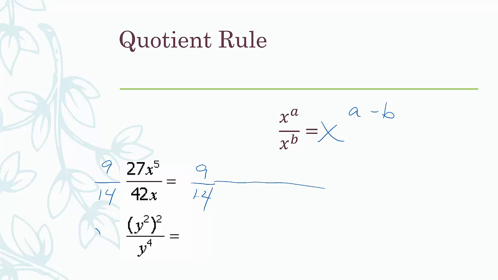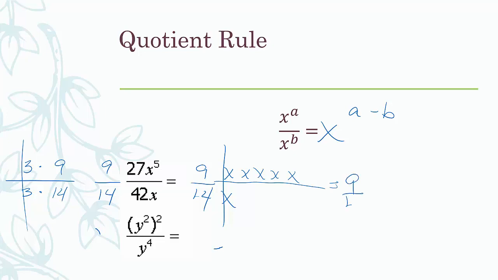Now let me show you why this is subtraction. 1, 2, 3, 4, 5 over 1, right? So I can do the exact same thing that I just did with the 27 and 42. I did 3 times 9 over 3 times 14, and I divided the 3's. So that's how I got the 9 and 14. So if we look at these 5 x's divided by this 1 x, we're going to divide and eliminate those x's. So that leaves me with 9/14 x to the 4th. Okay?